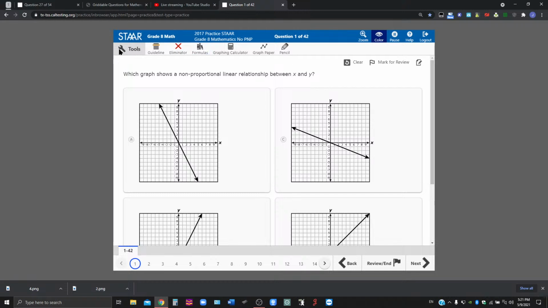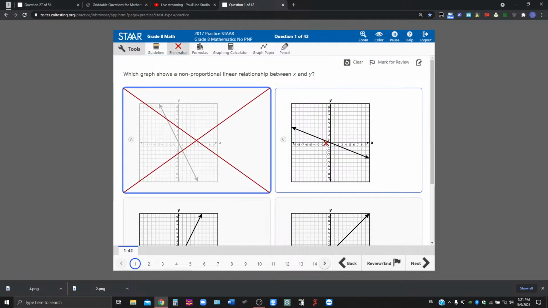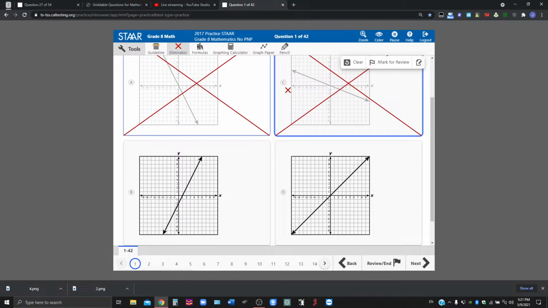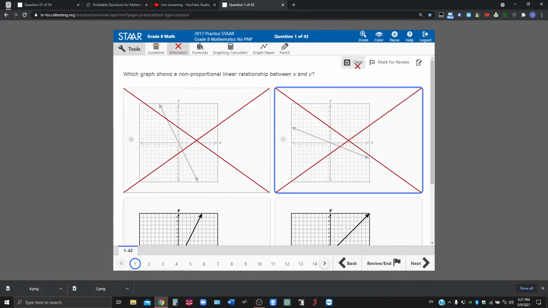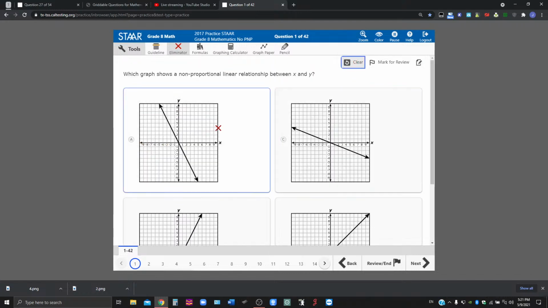And down below we have the tools. We have 6 tools on the screen. We're going to talk about them one by one. And we have the clear button, and this is if we need to clear something on the screen. Let's say I use the eliminator. I say, hey, this is not correct. I eliminate 2 options, but later I want to clear. You click this button and that will clear.